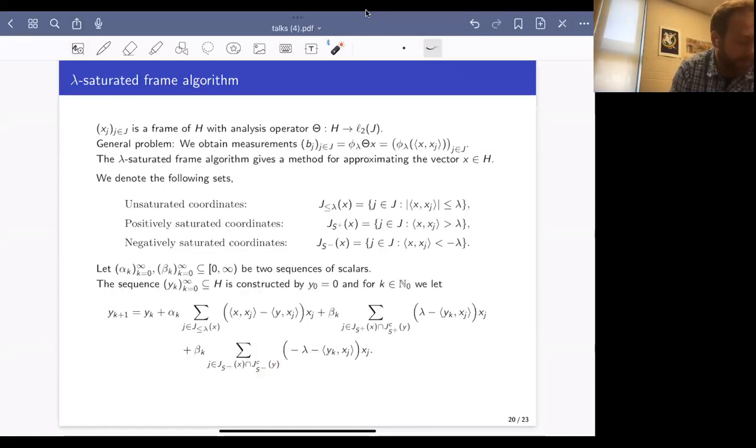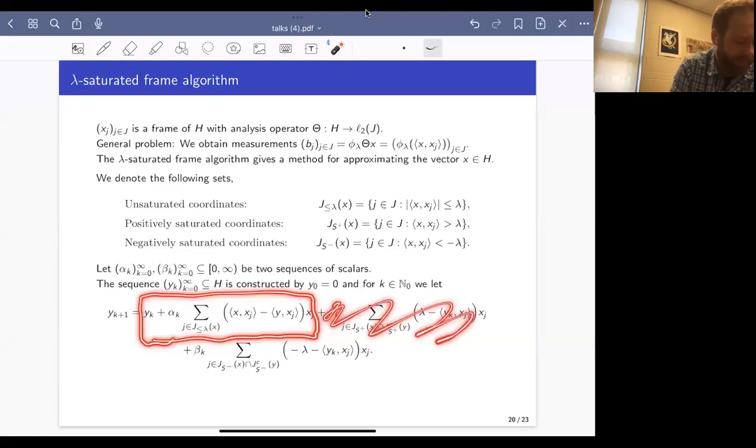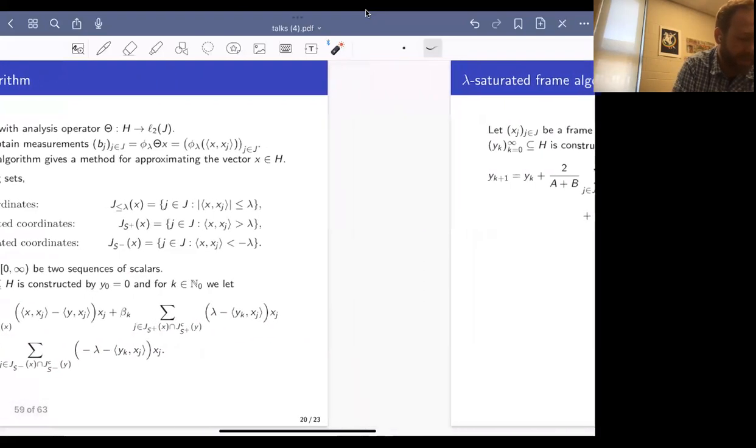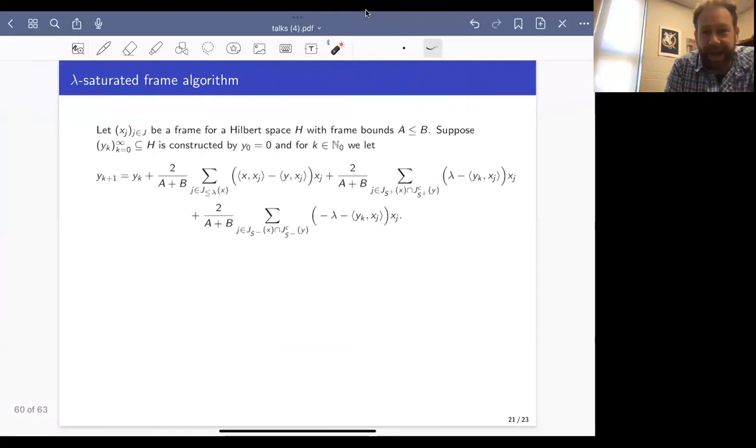But of course, there's a very obvious question. If this is a frame, I can do the frame algorithm just using the unsaturated coordinates. I can forget totally about this and it'll work. You could totally discard the saturated coordinates and recover your vector. So then the natural question is this: can you do better by looking at the saturated coordinates?